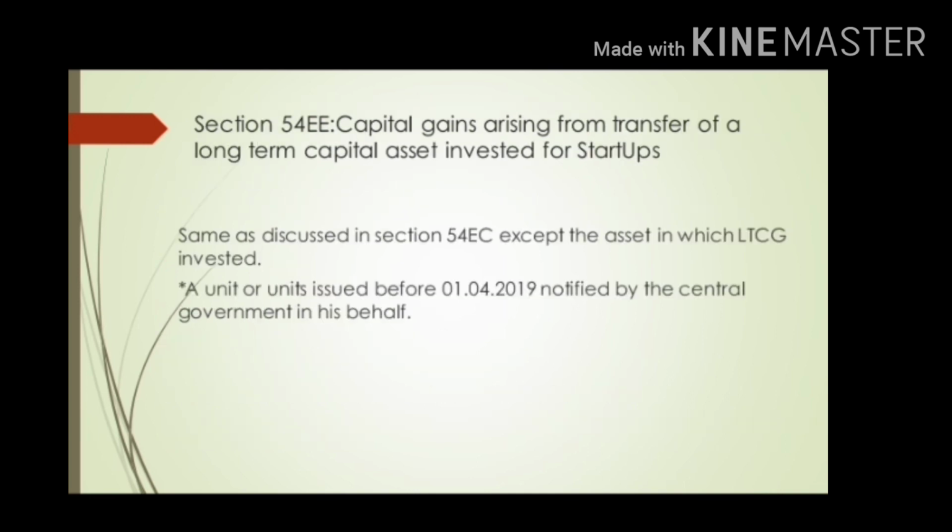The next section is section 54EE. Exemption from capital gains arising from transfer of a long-term capital asset invested for startups. It is the same as section 54EC. The provisions of this section are the same as discussed in section 54EC, except for the asset in which the long-term capital gain is invested: a unit or units issued before 1st April 2019 notified by the central government in this behalf.